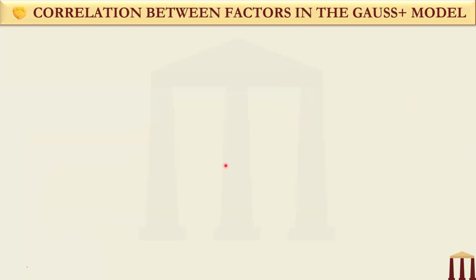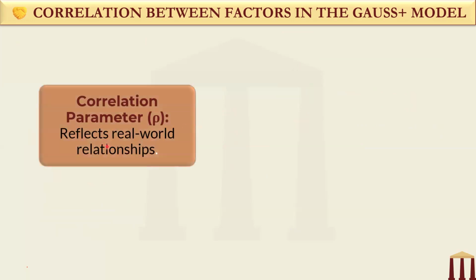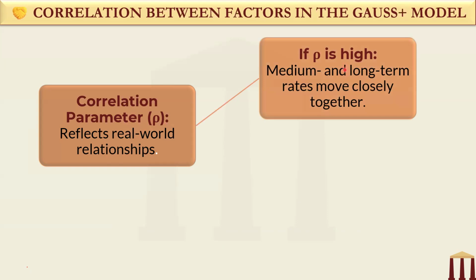Now, why the correlation between the factors matters: things actually get more interesting because in real world markets, interest rate changes are not independent across maturities, right? So the Gauss plus model accounts for this by introducing the correlation parameter rho. Okay, if rho is high, then medium and long term rates move quite closely together.